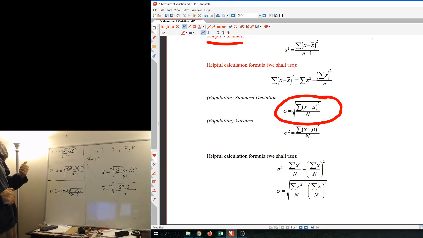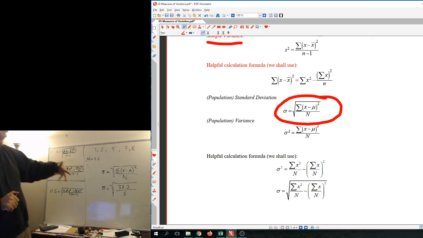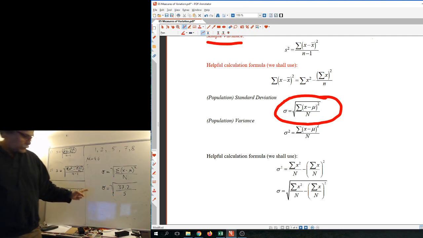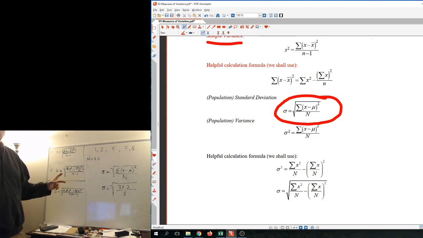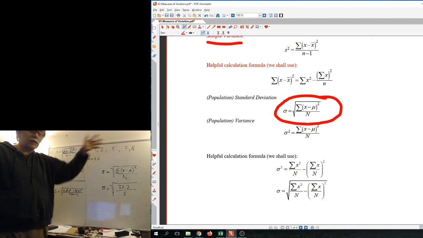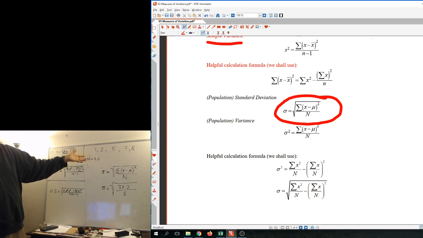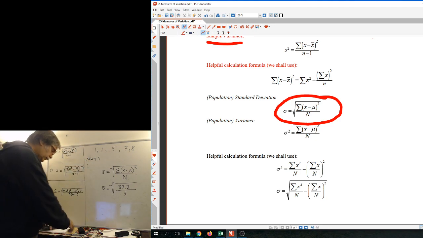Rather than 4. When I was calculating sample standard deviation, I had 4, which means I'm going to get a smaller number now because I'm dividing with a bigger number. The end result of the story here is that population standard deviation is going to be smaller than the sample standard deviation of the same set of numbers. But this cannot be a sample and a population at the same time. It's one of the two.